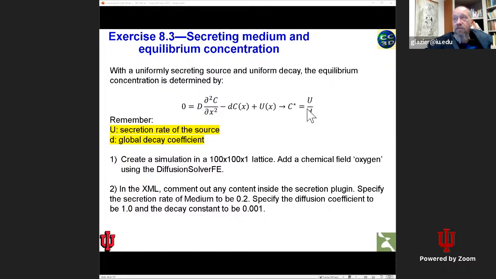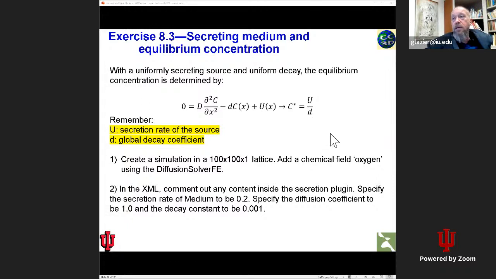And so if I have a constant source rate, flux of chemical, and a decay rate d, and I realize I use gamma some other places instead of d, the equilibrium concentration will be u over d.